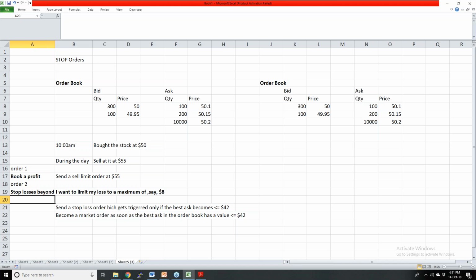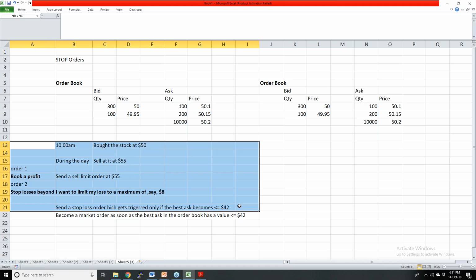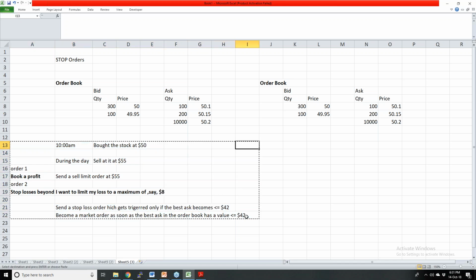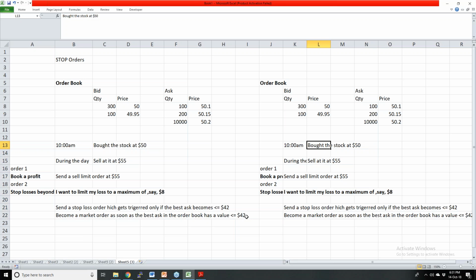Can I discuss a short order on stop? What do you mean, a short order on stop? Okay, so if you have sold the option, let me discuss the exact same thing. Say you have sold the stock, and during the day you want to buy it back at 55, at 50, at 45, right?